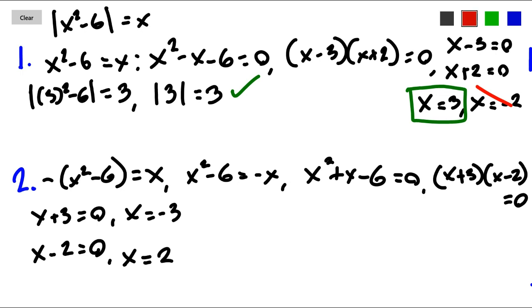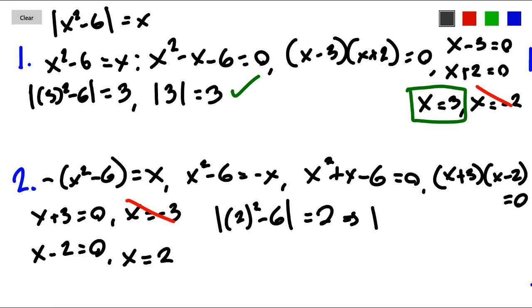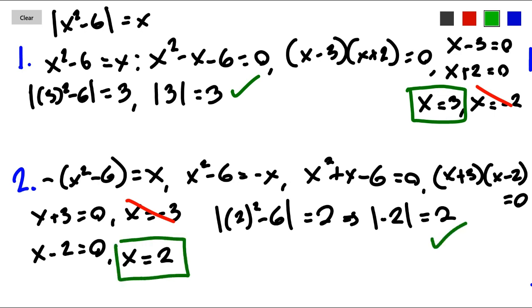So I already know x is equal to negative 3 is going to be wrong based on the same logic that I applied to the negative answer in the first equation. And so let's check x is equal to 2. So I have the absolute value of 2 squared minus 6 is equal to 2. 2 squared minus 6 is negative 2. So I have the absolute value of negative 2 is equal to 2, which we know is a true statement. So the answer, x is equal to 2, is valid.